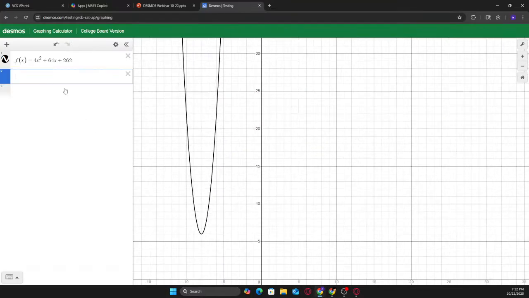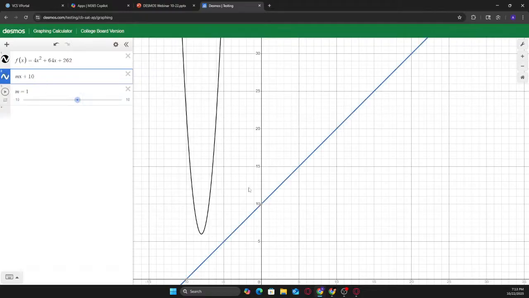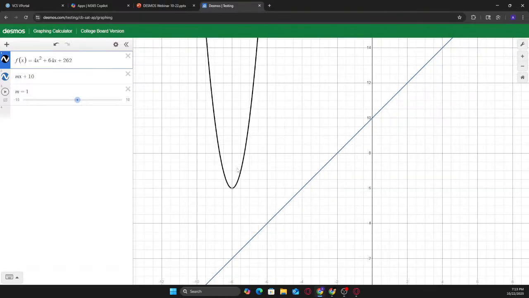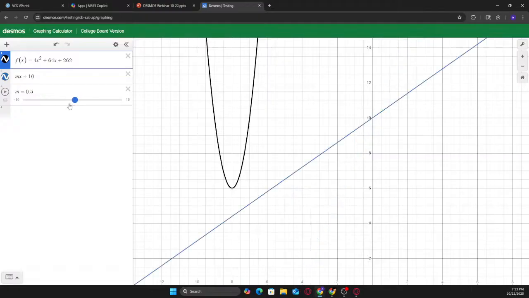We're going to find an equation, we're going to say mx plus 10, and we're going to have this. We're going to try to find something that is tangent.